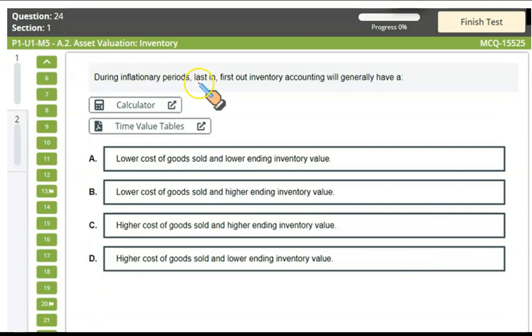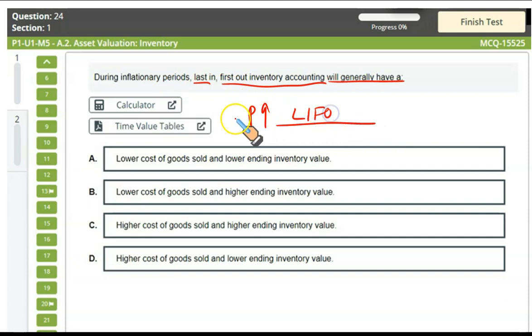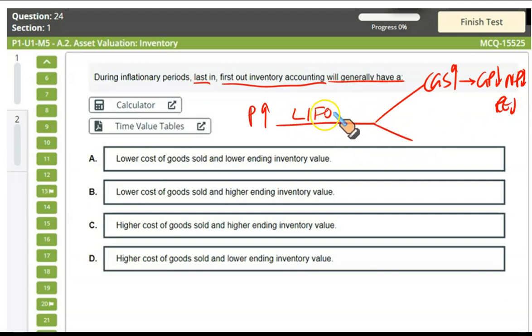During an inflationary period, last in, first out inventory accounting will generally have what? Inflationary period means when the prices are increasing and we are using last in, first out. When prices are rising, we are charging the latest higher prices out first. That means your cost of goods sold would be higher. Higher prices, latest prices in the inflationary economy are being charged to production, so CGS is higher. Because of higher CGS, your gross profit would be lower, your net profit would be lower, your retained earnings would be lower.